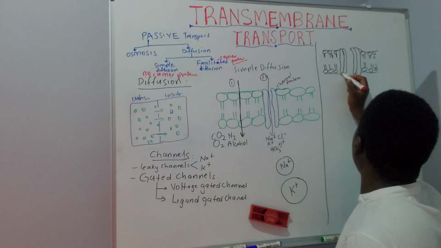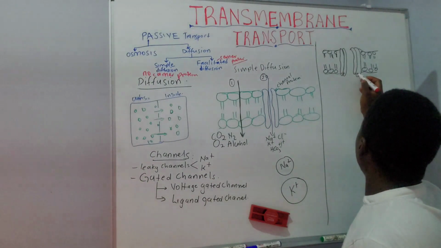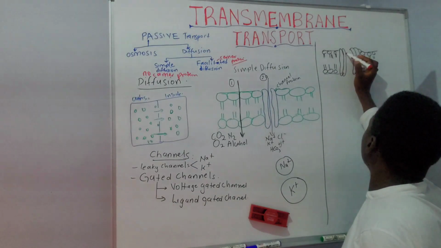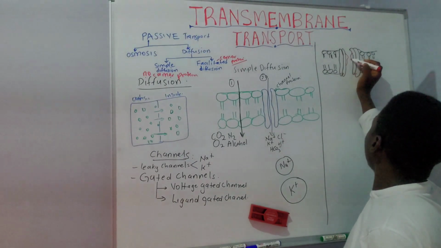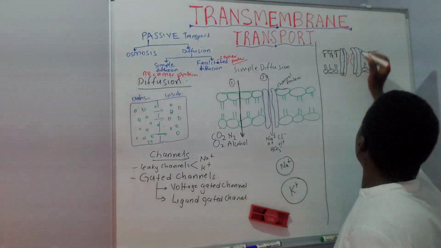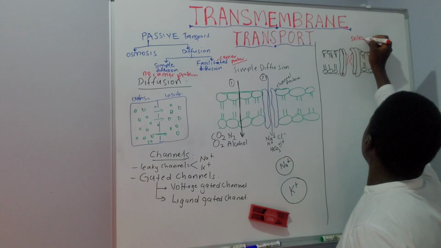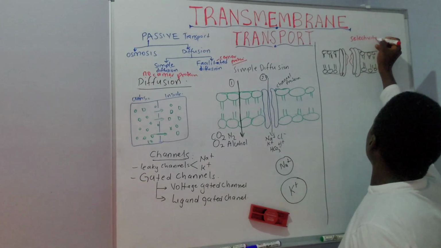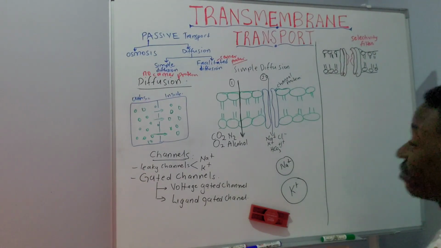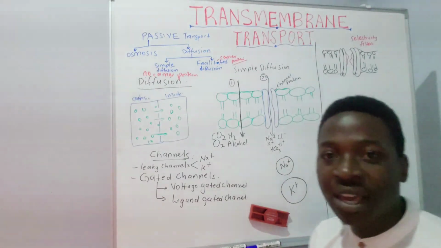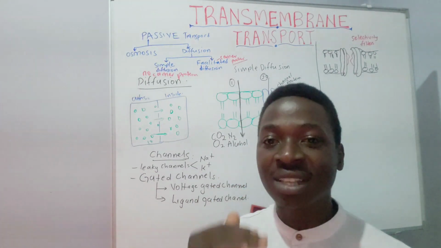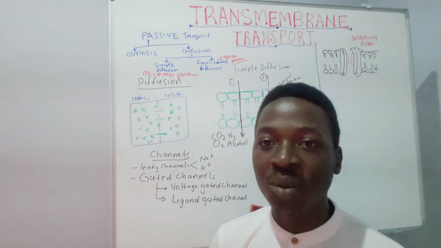It has 1, 2, 3, and 4 subunits. And so these subunits have something we call selectivity filters. So these selectivity filters are very important. Why? Because they help to determine the specificity or the selectivity of a channel for a given molecule.